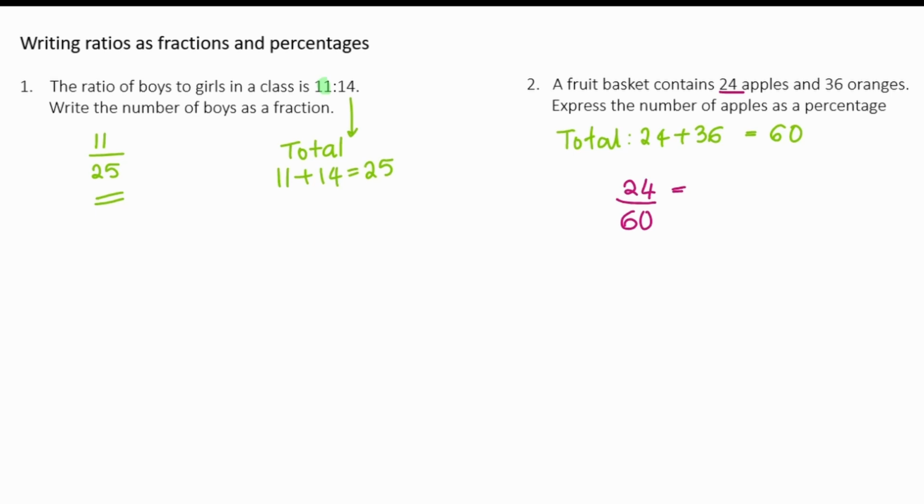24 divided by 12 is 2, and 60 divided by 12 is 5. We know that to make this a percentage, our denominator has to be equivalent to 100. To make 5 into 100, we multiply by 20, and therefore we have to multiply the numerator by 20 as well. 2 times 20 gives us 40, and that means 40% of the fruits in the basket are apples.